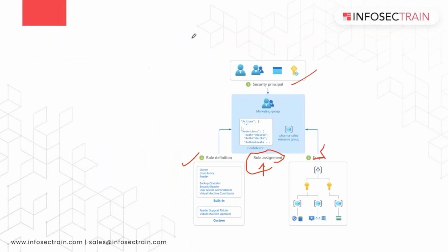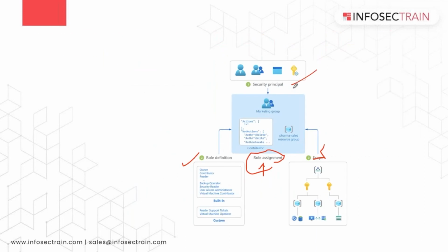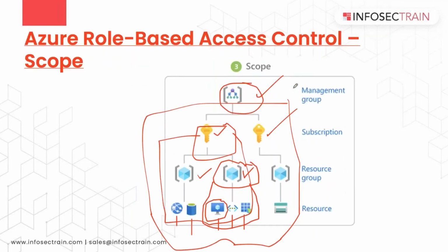And if my scope is a whole management group, all the subscriptions and all the resources inside them will be covered. So you need to define your scope: we are assigning a role to a security principal, defining the role and assigning it to a scope, so that it will be allowed for a whole virtual machine or for particular resources. So this is the hierarchical model that is followed by Microsoft in RBAC. So you have defined the scope as well in the end.